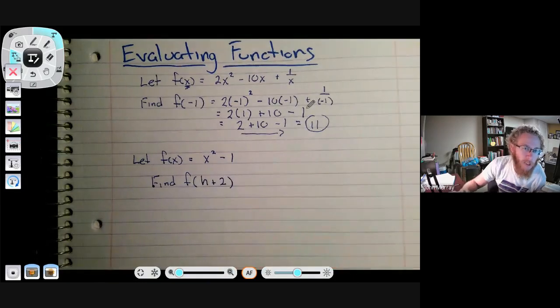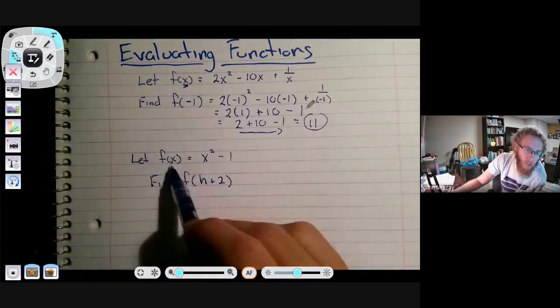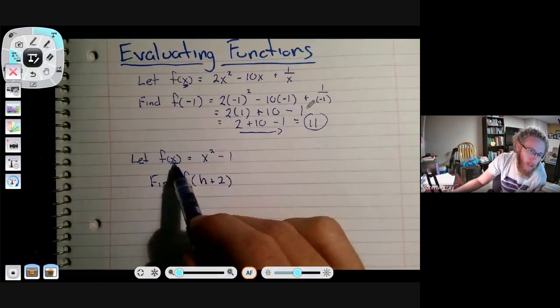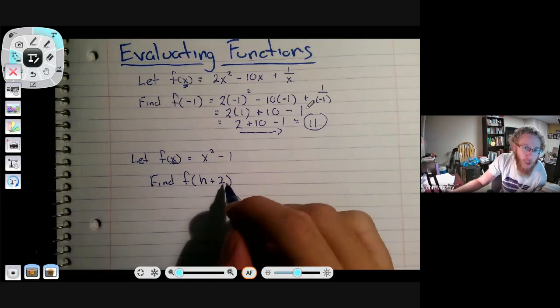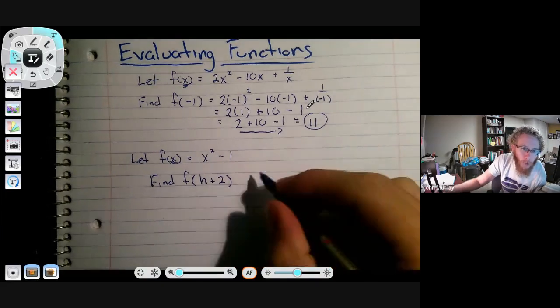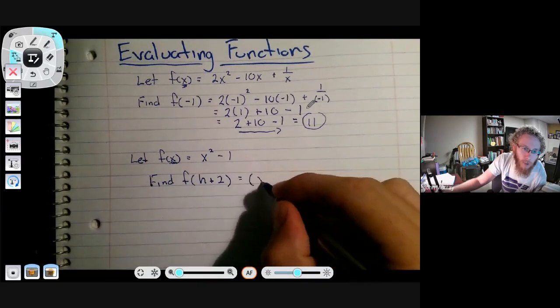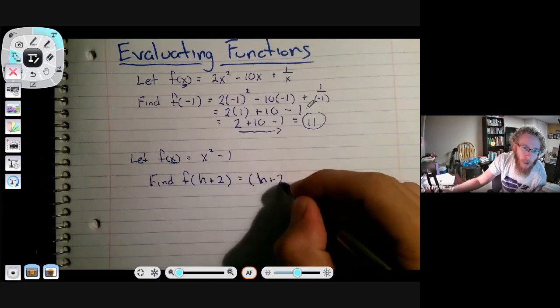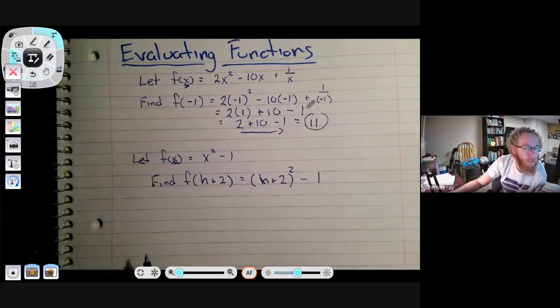Well, what happens if I plug in something like this? I want you to find f of h plus 2. We're going to do the same thing that we did up here. Anywhere I see an x, instead of replacing it with a number, I'm going to replace it with the expression h plus 2. Again, I'm going to use my parentheses. So I replace that x with h plus 2, that was squared, and then I have minus 1.